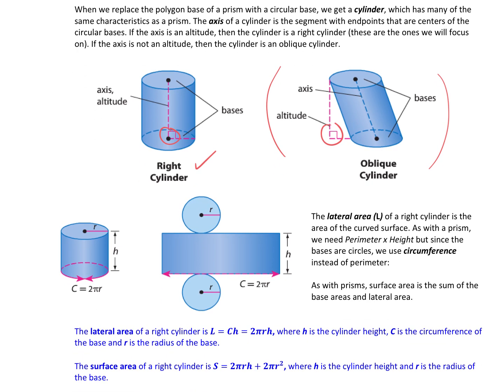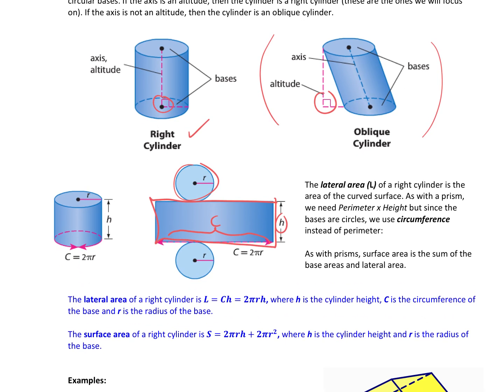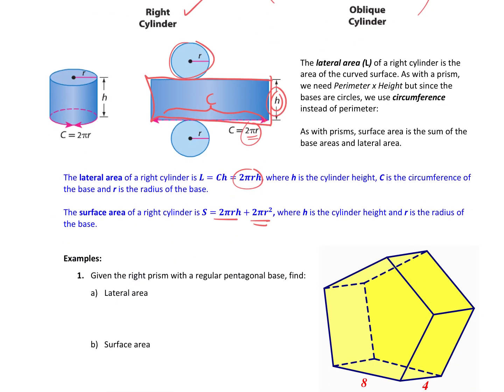But if you were to think about what happens with the lateral area, lateral area is still a rectangle. The height is still the height, and now this edge of this rectangle is what we would think of as the perimeter of the base, but now we just call that circumference. So lateral area is 2 pi r h, because it's this circumference times height, and then the total surface area is just take that and add on the two circles, 2 pi r squared.